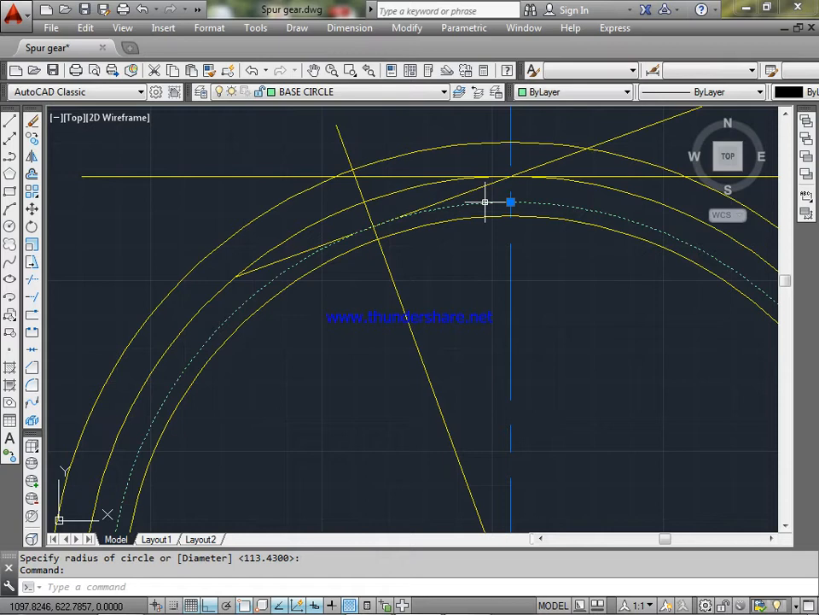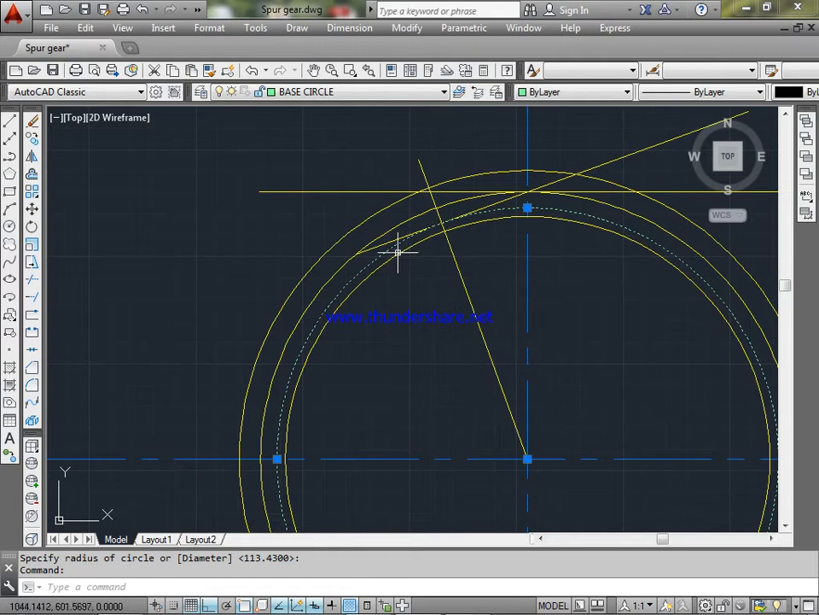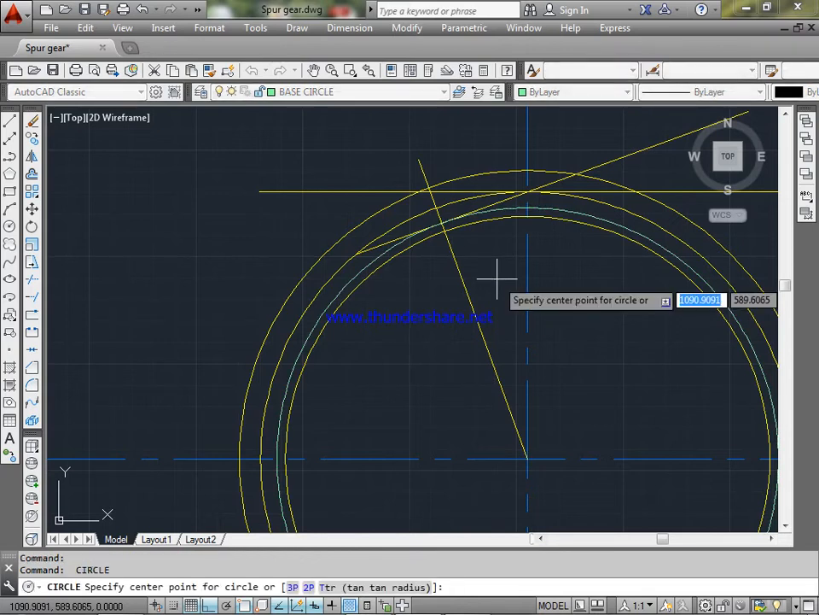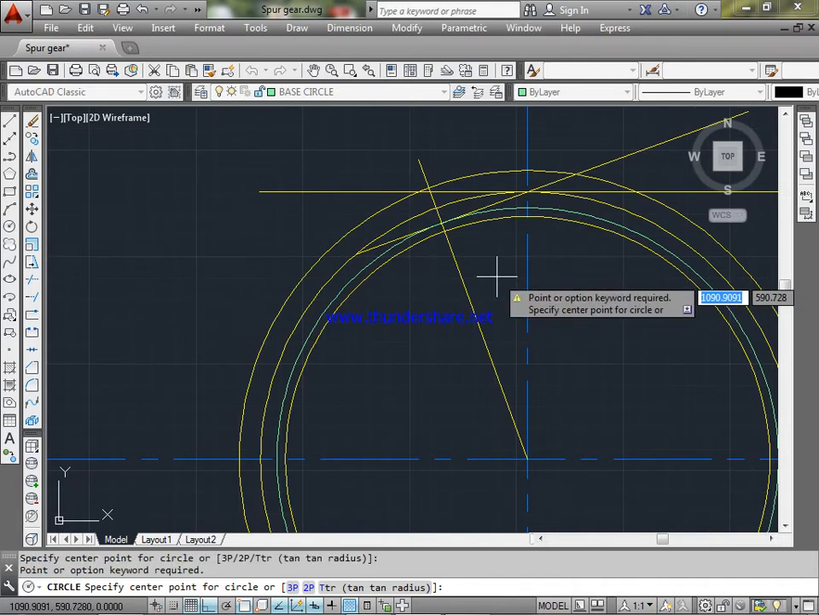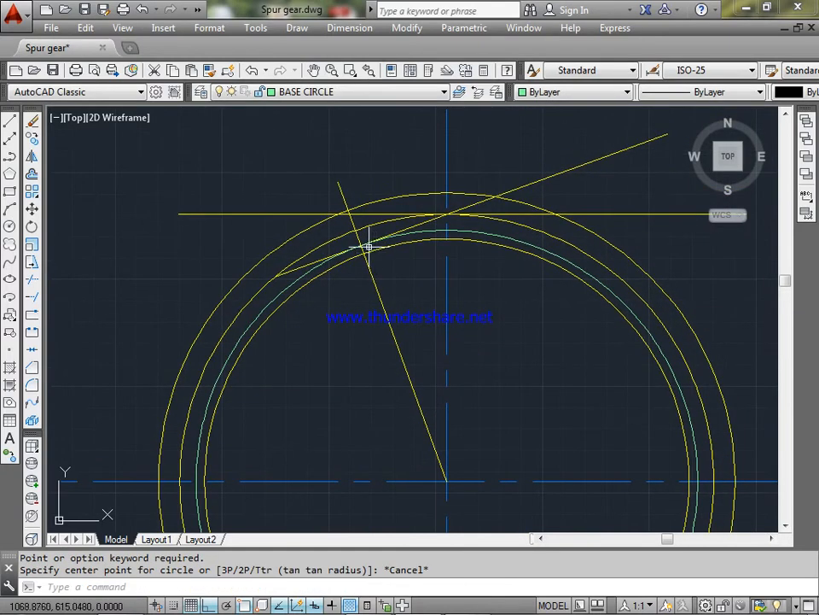We know everybody, what is the base circle? The circle from which the involute curve for the tooth profile is generated is called the base circle, and it is always concentric with the pitch circle. To draw the tooth profile of a gear, we can draw the base circle in two processes. One is the pressure angle method and another is the approximate construction method. Here we draw the pressure angle method.